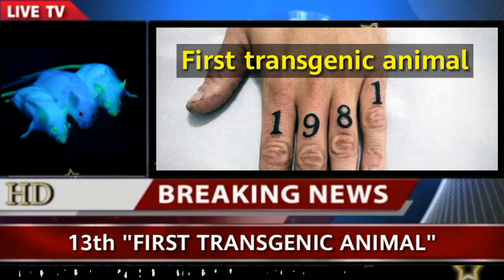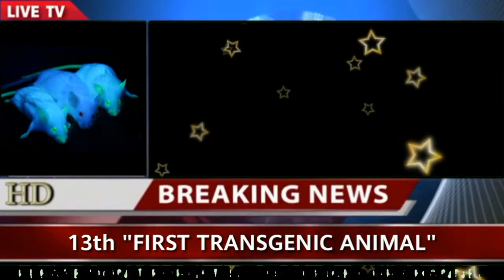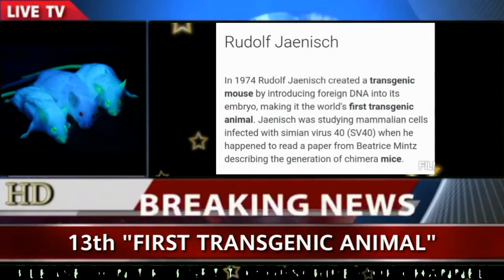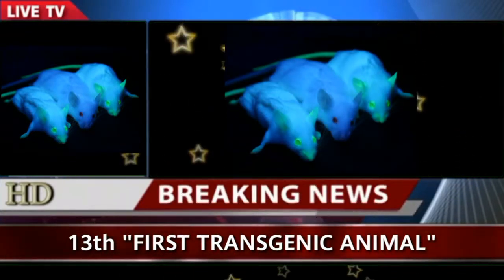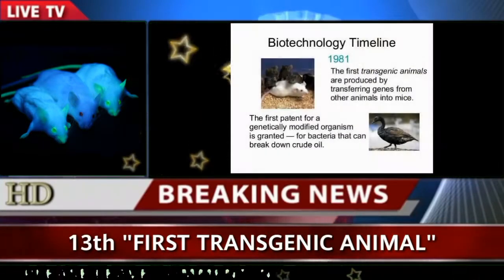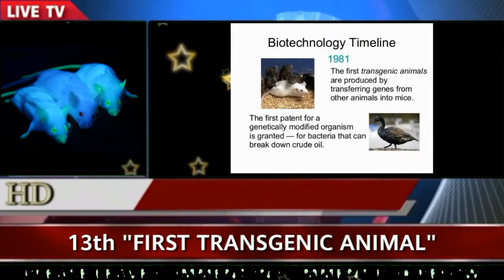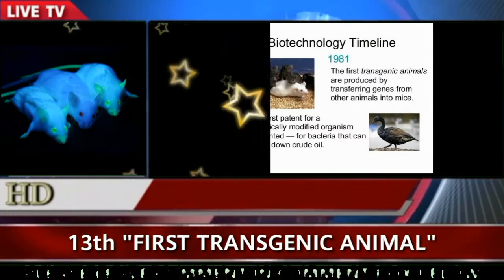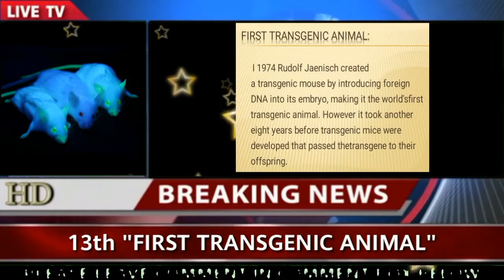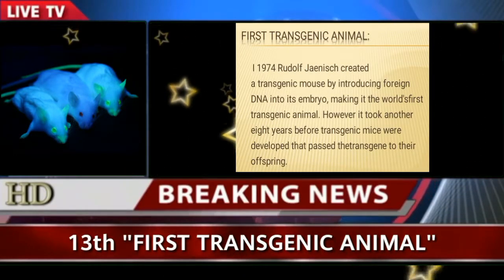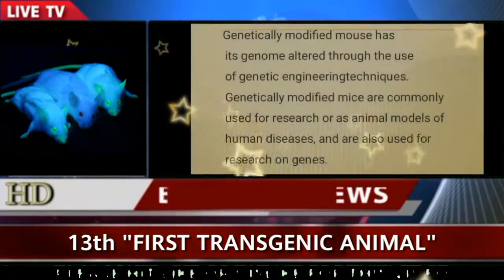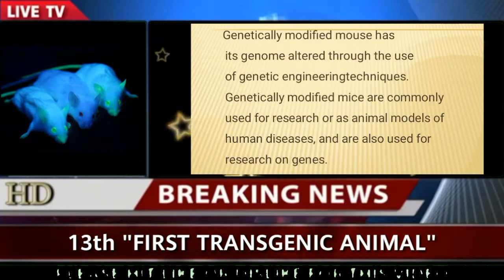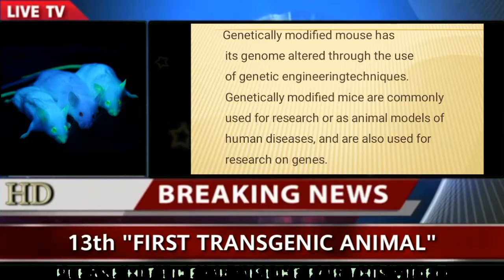First transgenic animal. In 1974, Rudolf Jaenisch created a transgenic mouse by introducing foreign DNA into its embryo, making it the world's first transgenic animal. However, it took another 8 years before transgenic mice were developed that passed that transgene to their offspring. A genetically modified mouse has its genome altered through the use of genetic engineering techniques. Genetically modified mice are commonly used for research or as animal models of human diseases, and are also used for research on genes.